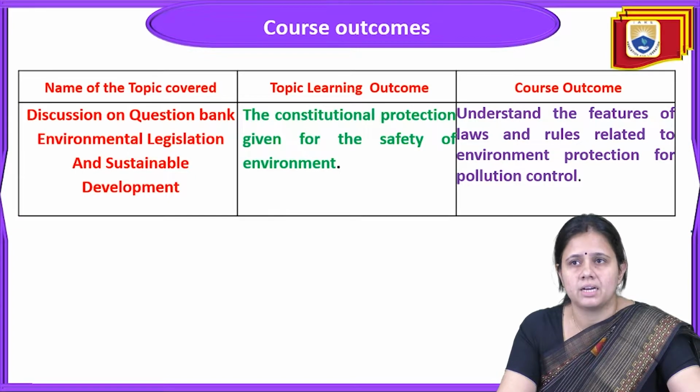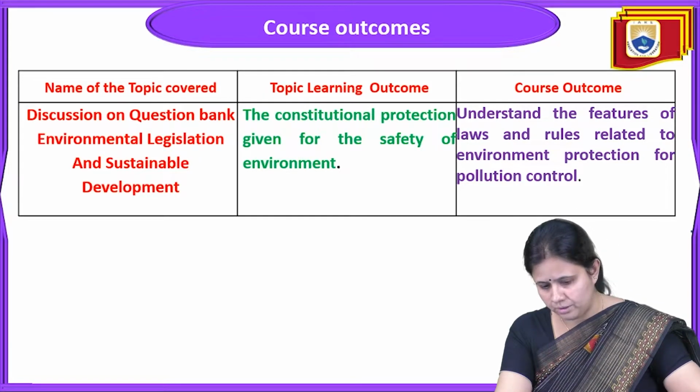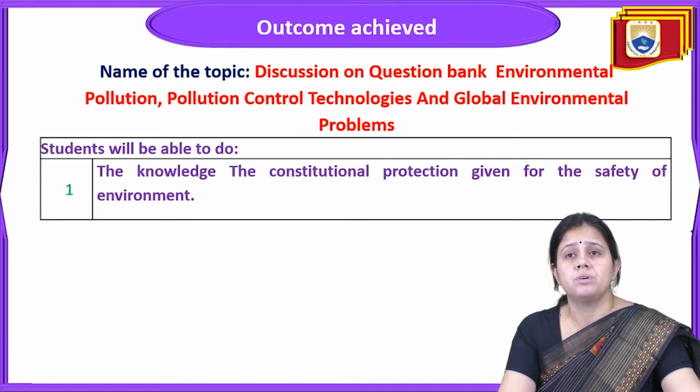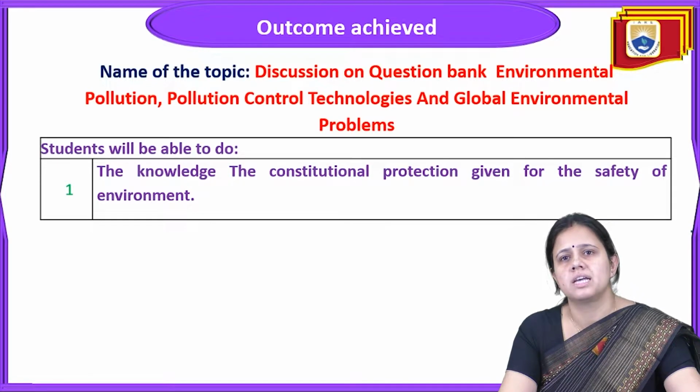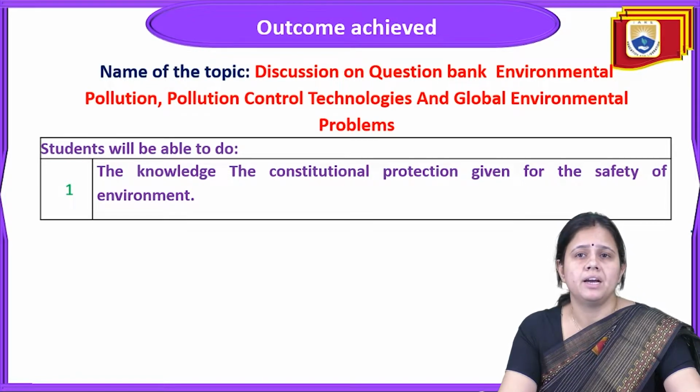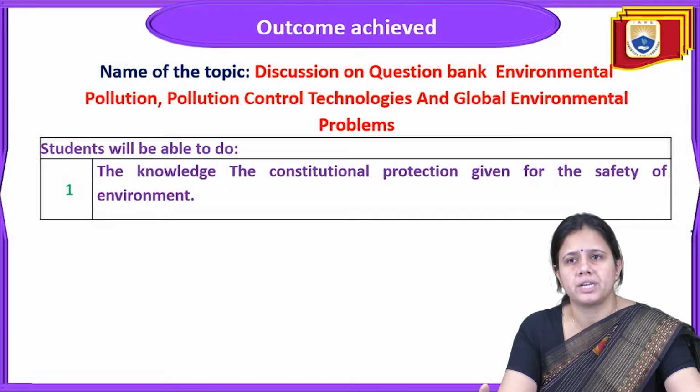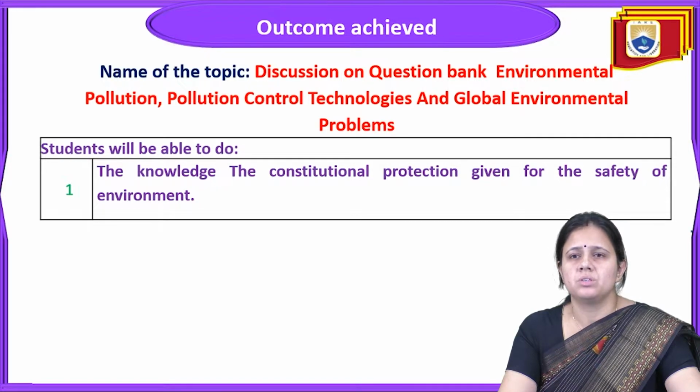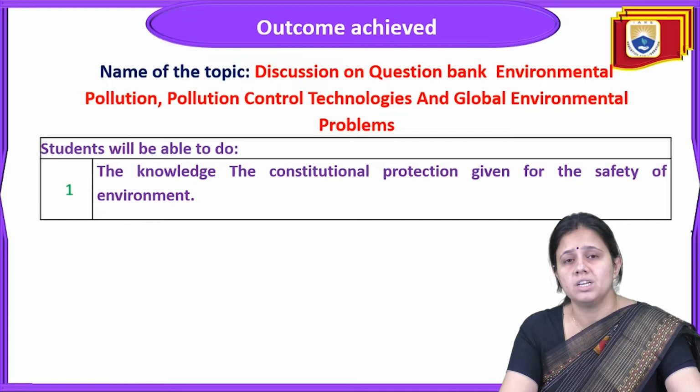The course outcome is that it will help you understand the features, laws and rules related to environmental protection and pollution control. At the end of the course, any student will get an idea about the knowledge and the constitutional protection given for the safety of the environment. Means in this topic we are going to discuss the constitutional protection: the Air Act, Water Act, Environment Protection Act, Solid Waste Management Act. Many acts are there.